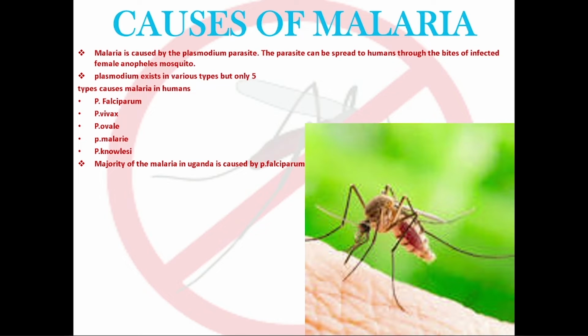The cause of malaria, majorly, is a parasite known as Plasmodium. This malaria is spread mostly by mosquitoes. The types of Plasmodium we have currently are Plasmodium falciparum, Plasmodium vivax, Plasmodium ovale, Plasmodium malariae, and Plasmodium knowlesi. But majorly in Uganda, what causes malaria is Plasmodium falciparum.